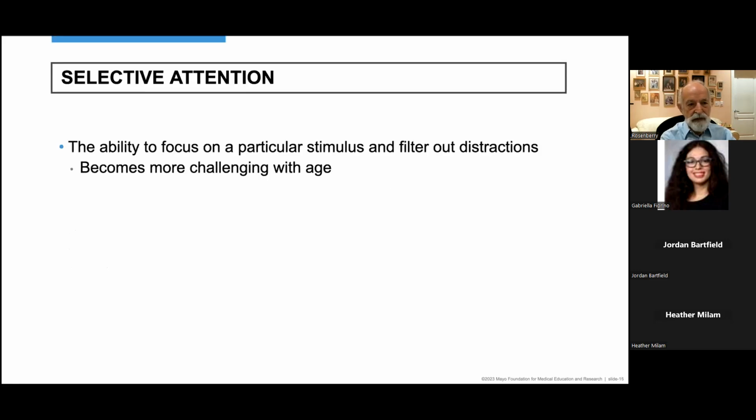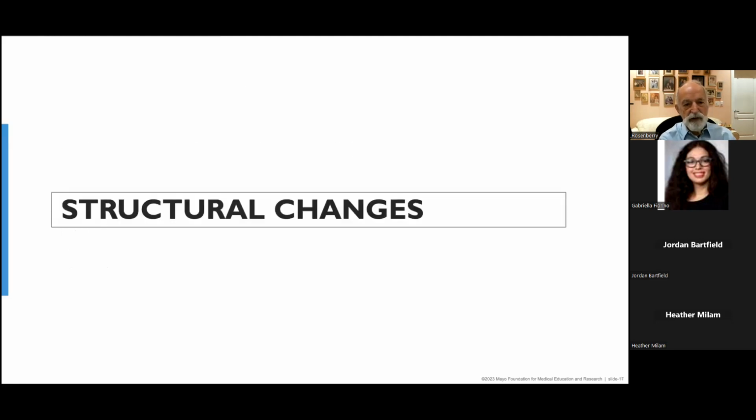Attention. The ability to focus on a particular stimulus and filter out distractions becomes more challenging with age. The ability to focus on two tasks at the same time also becomes more challenging with age. Structural changes that can occur.